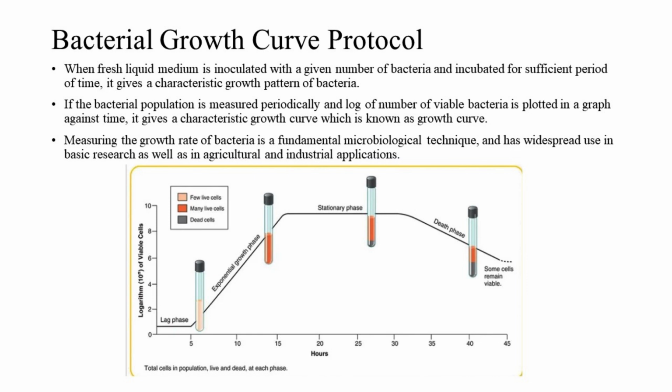Bacterial Growth Curve Protocol. When fresh liquid medium is inoculated with a given number of bacteria and incubated for a sufficient period of time, it gives a characteristic growth pattern of bacteria. If the bacterial population is measured periodically and the log of the number of viable bacteria is plotted in a graph against time, it gives a characteristic growth curve, which is known as the growth curve.